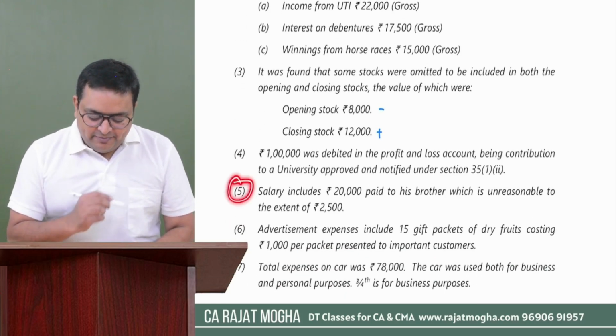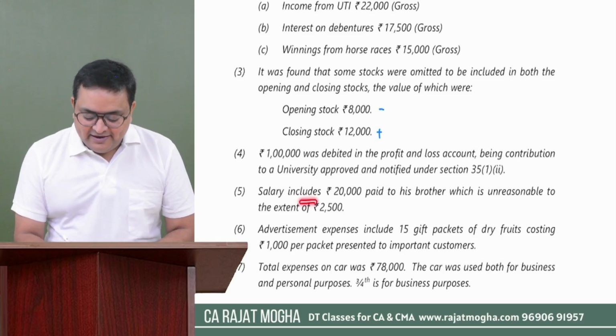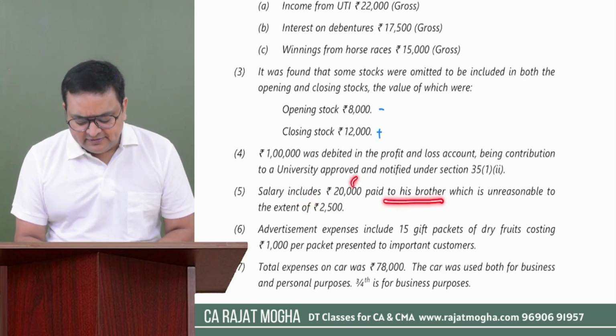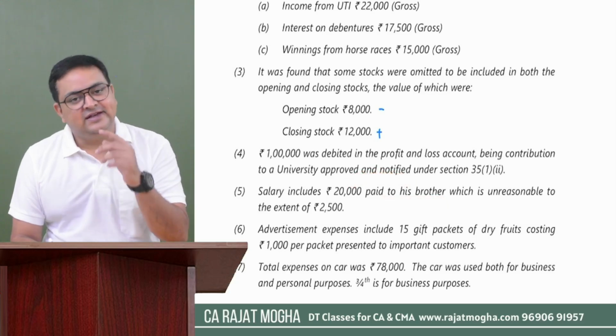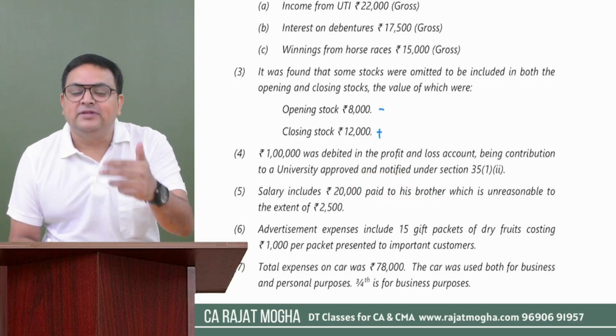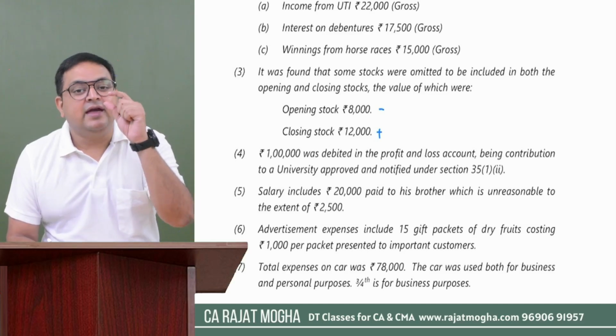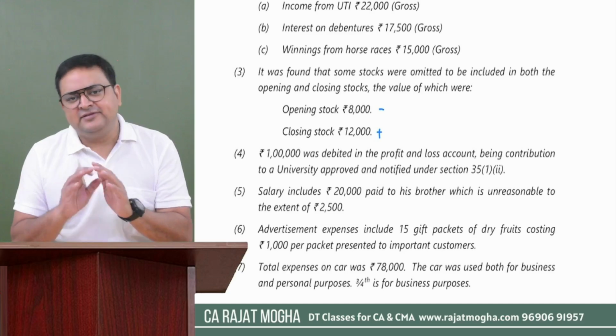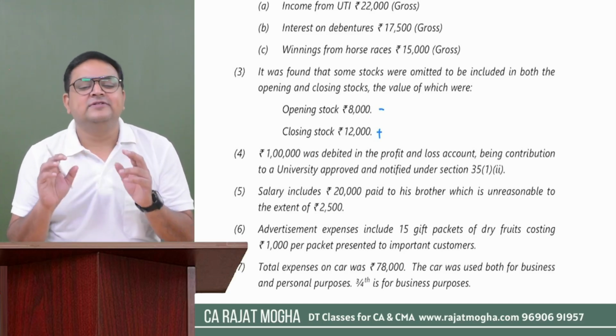Okay. Point number 5 says, salary includes rupees 20,000 paid to his brother. Can you pay the salary to your family members? The answer is yes, you can pay. But if it is unreasonable, if it is more than the fair market value, then the excess amount is disallowed. If you remember the section, you can quote it. Otherwise, it's okay. Even if you don't quote the section number, right?